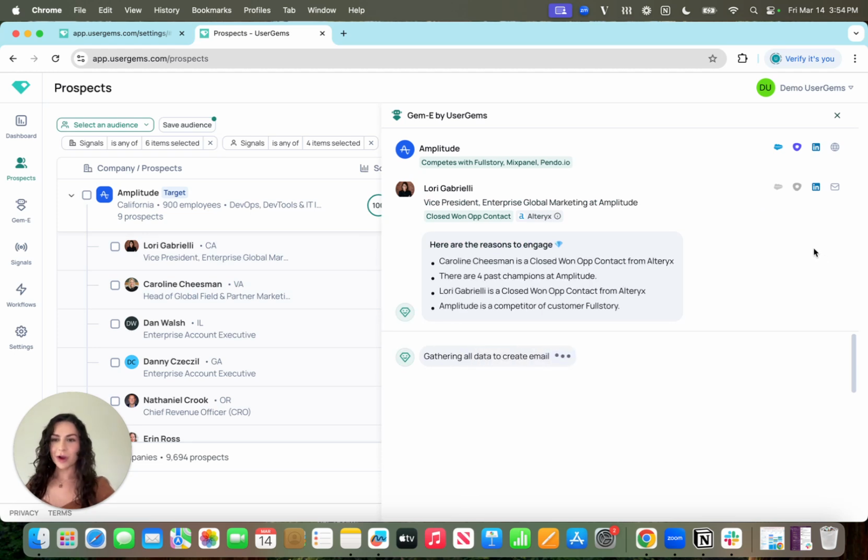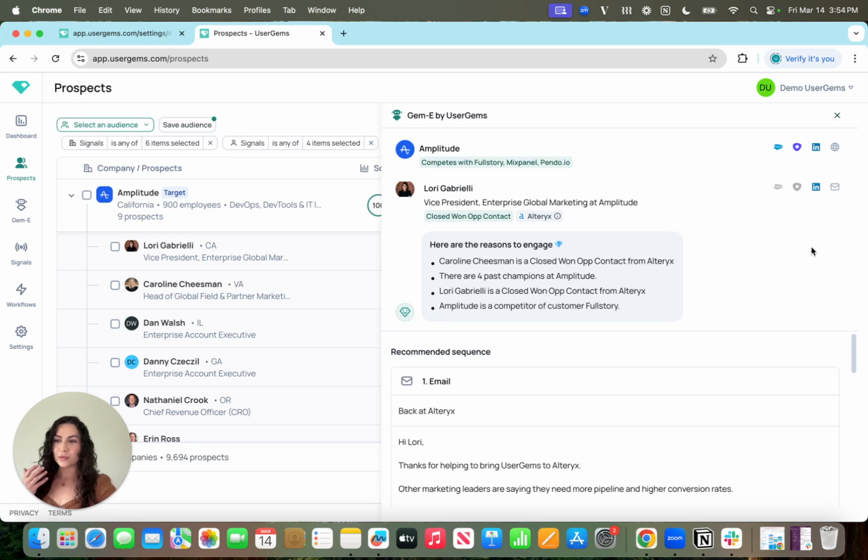And so after prioritizing the accounts and contacts to reach out to first, the last step in this process here is having GemE write the sequence and engage based on the signals showing at the contact level. So GemE will also use all of this information to create a targeted outbound sequence specifically for Lori and reference back our past relationship with her.